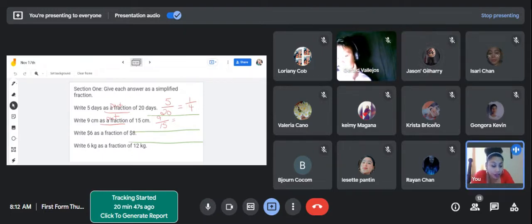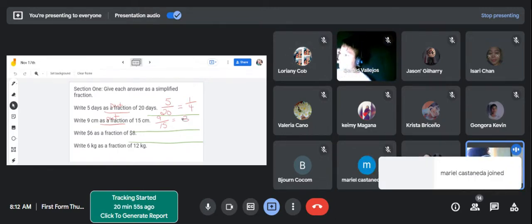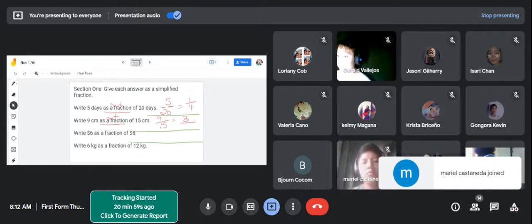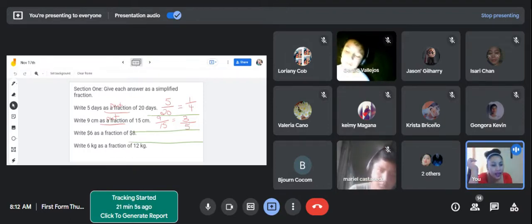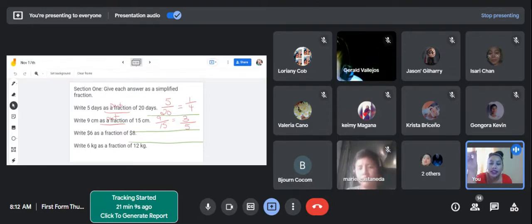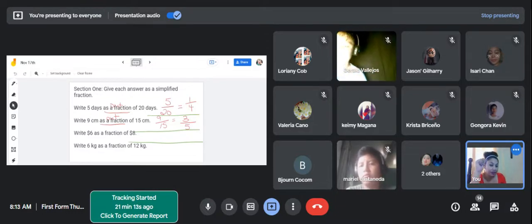Three. Very good. How many times can 3 go into 9? 3. And how many times can 3 go into 15? 5. Very good. And you have your answer. Next one. How do I write $6 as a fraction of $8? How do I write that one?